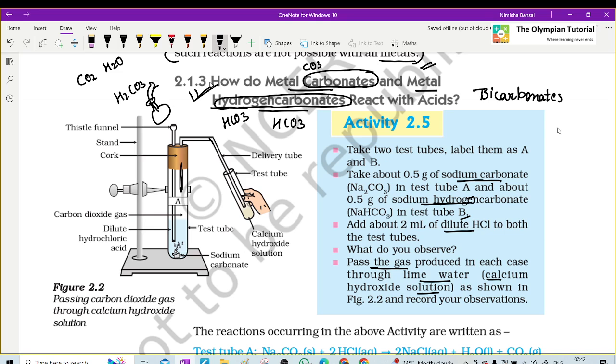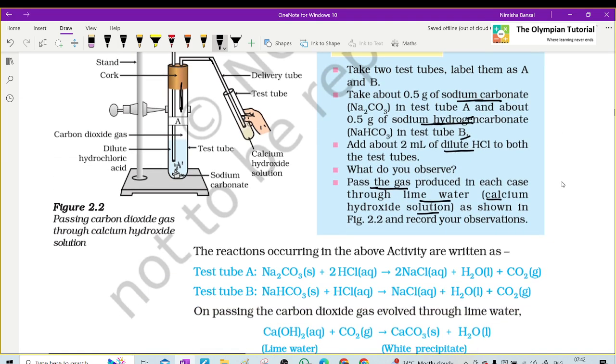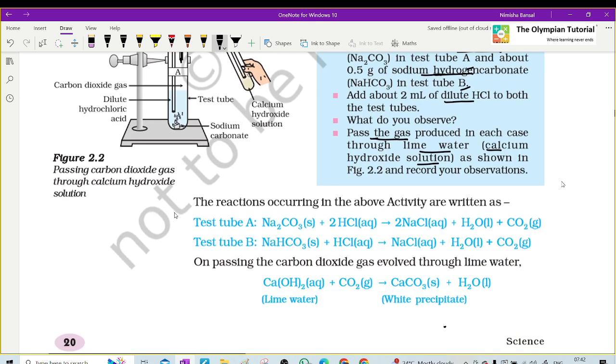You wrote the heading. Before writing anything, Thanya, can you observe what we will get when carbonates or bicarbonates react with acid? We will get salt, water, and carbon dioxide gas. Ma'am, can we write the word equation first? Yes, definitely, we will write.